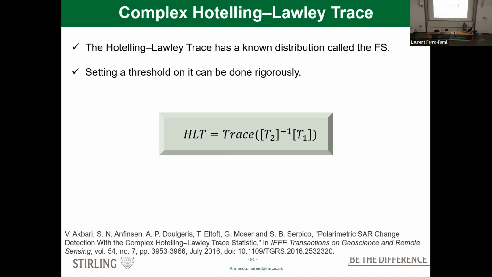The second famous one is the Hotelling-Lawley trace. Why is it the trace of this matrix here? Why is it famous? Because we know the distribution, so we can set a statistical test on that, as we were saying before, using what we were talking about before with the CFAR. It is the same stuff here. So now, look at these things. What does this remind you of?